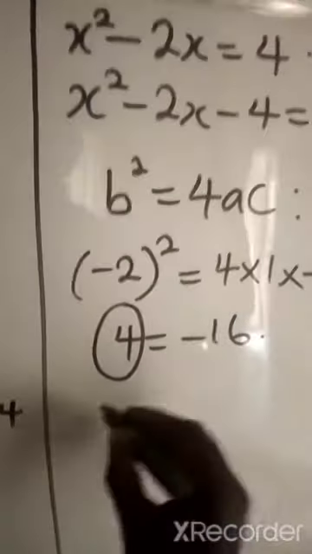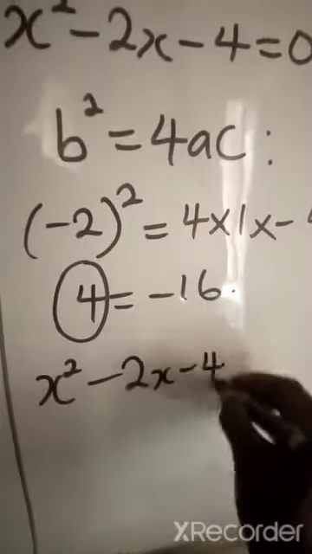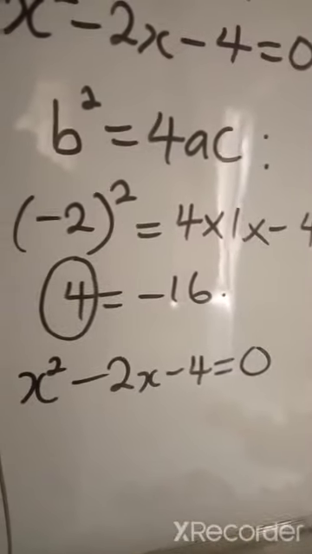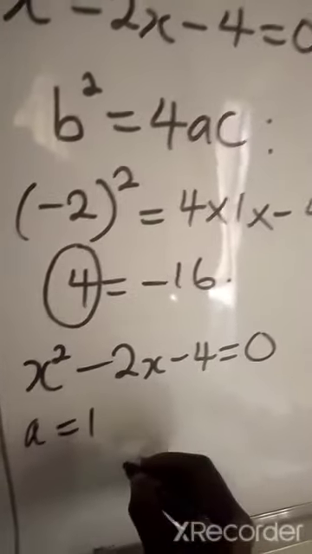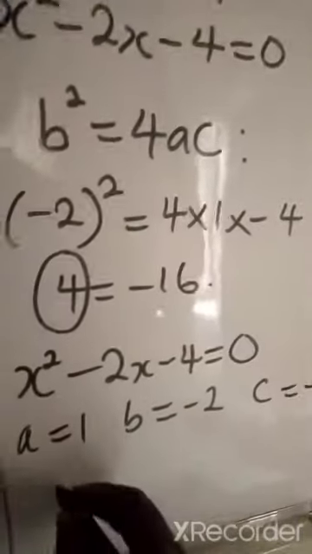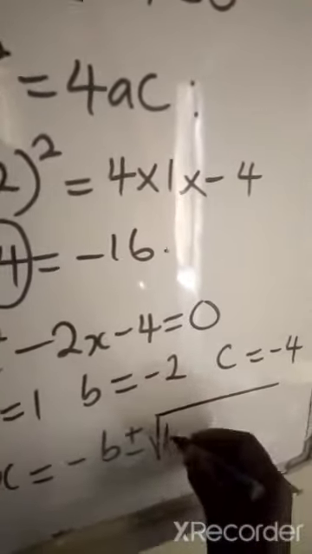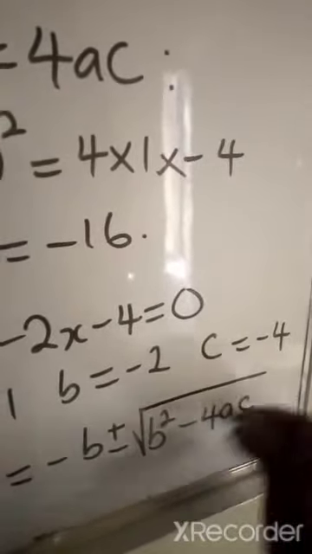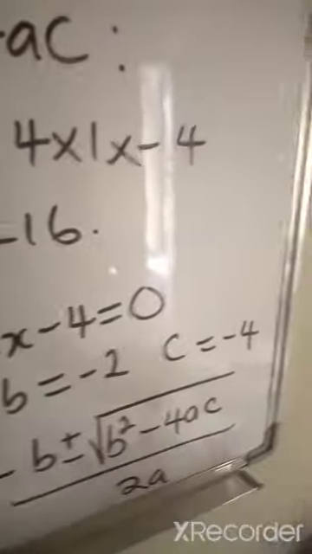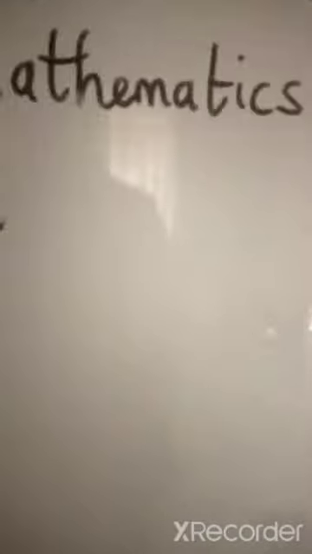So how do we do that? Now the question is x squared minus 2x minus 4 equals 0. That is the question. Our a is 1. Our b is minus 2, while our c is minus 4. So the formula is x equals minus b plus or minus the square root of b squared minus 4ac all over 2a. That's the formula. Now, the next thing we are going to do is to substitute into the formula. Now, how do we do that?